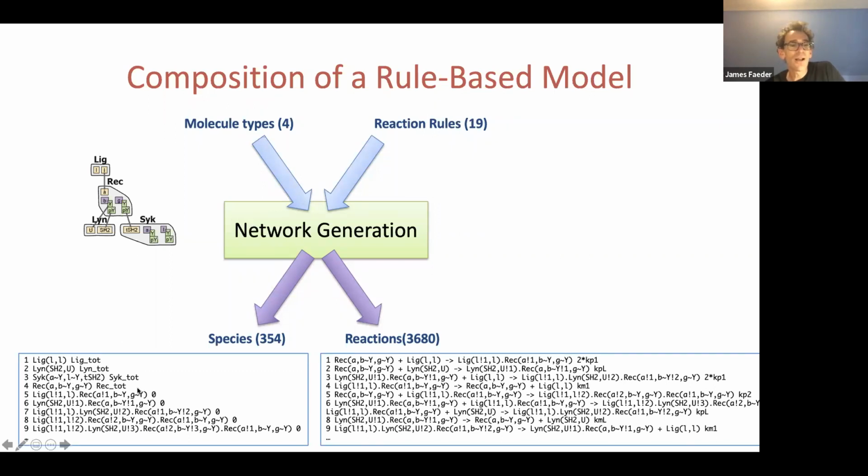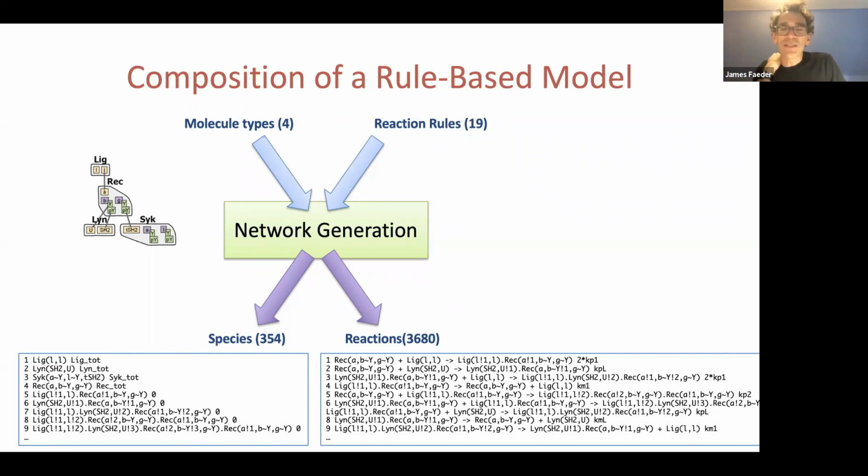And so it's possible, for example, for the ligand to bind to the receptor and form a ligand receptor complex. That ligand receptor complex can recruit Lyn. Lyn can phosphorylate a receptor. Well, first the receptors have to form a dimer, but then when there's a dimer, the Lyn can transphosphorylate, and so on and so on until you get 354 different species.